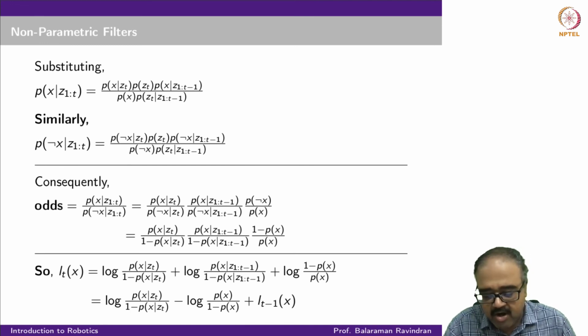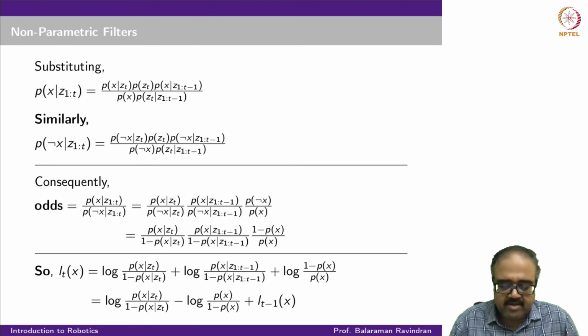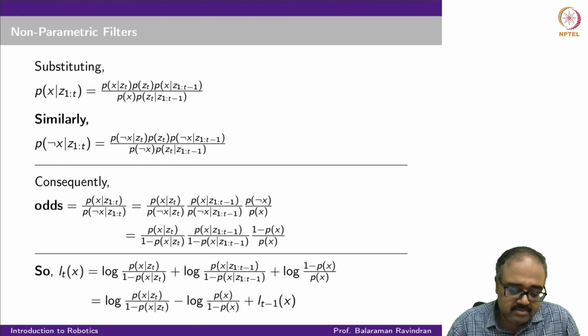So I'll get probability of not x divided by probability of x. And we all know that probability of not x can be written as 1 minus this. So I basically get this expression, right? All the not x parts get simplified as 1 minus x. Now what do I do? I take logs on both sides, so this is my log odds for the belief at time t.